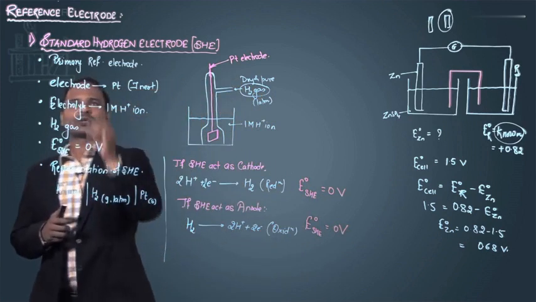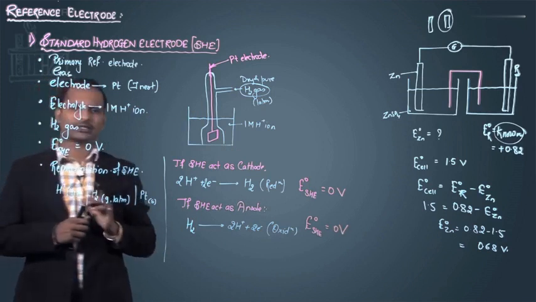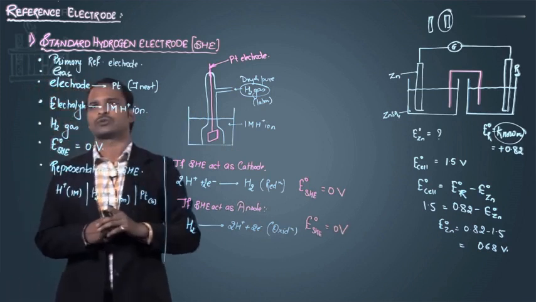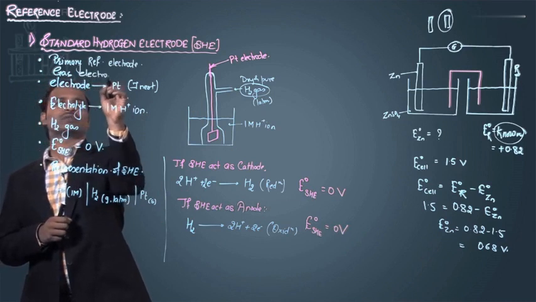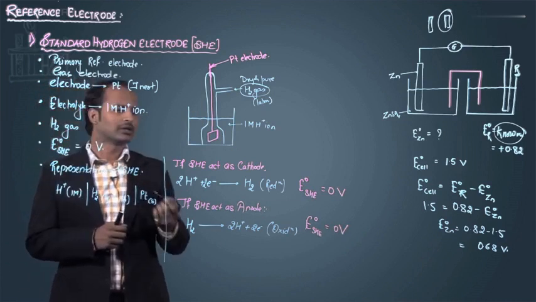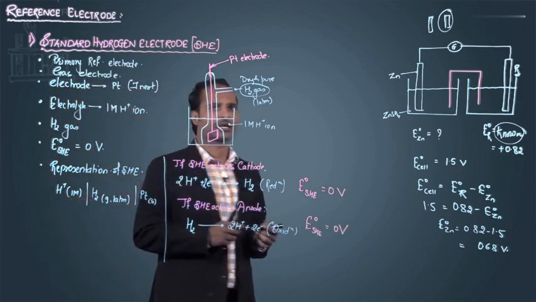This SHE electrode comes under, as we had learned, there are total 4 types of electrodes. So SHE comes under a gaseous electrode. This is also known as hydrogen gas electrode, where H plus ion is in solution and the same gas is passed, that is hydrogen gas.